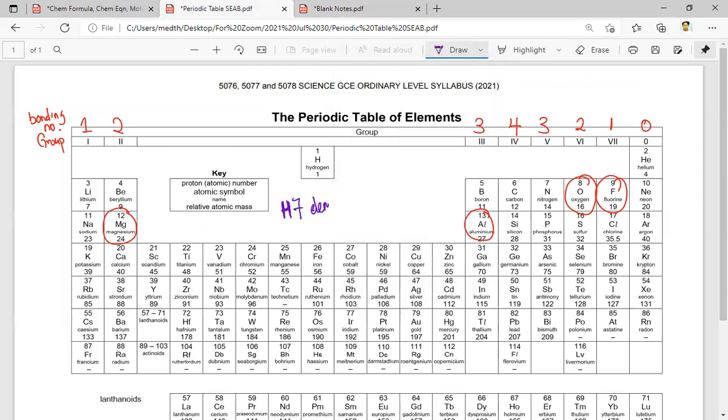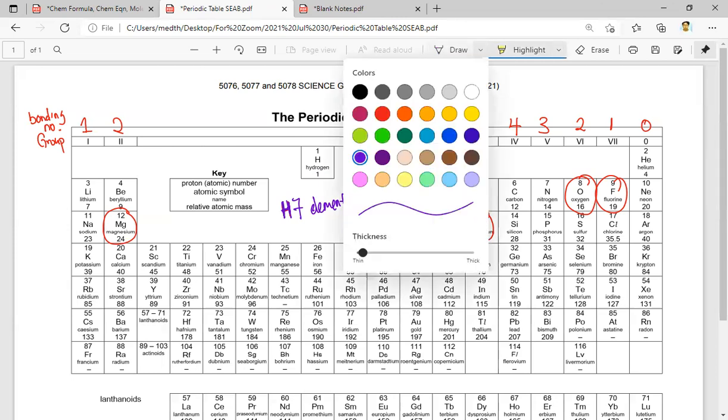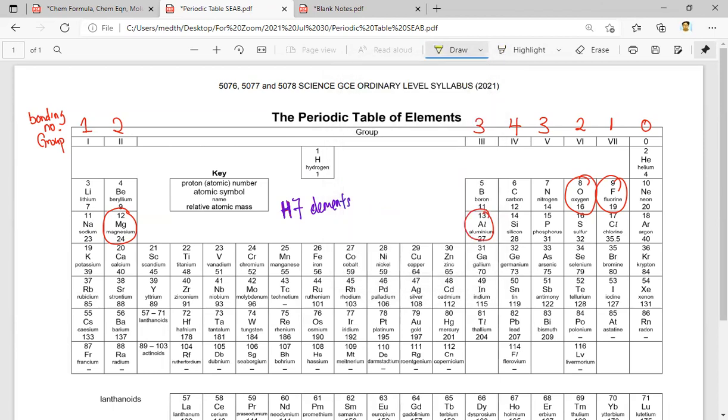H7 elements. What are they? This guy here. Maybe I shouldn't do that. See whether highlight will work. No, it doesn't work well. Sorry. Maybe use yellow to just shade over. Right, so hydrogen is my first H7 element.